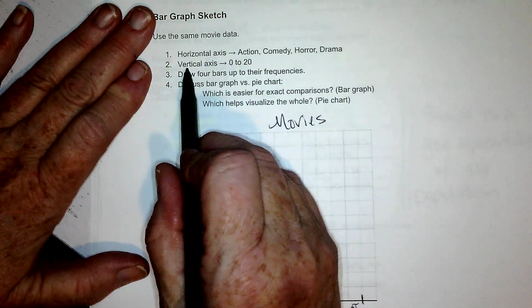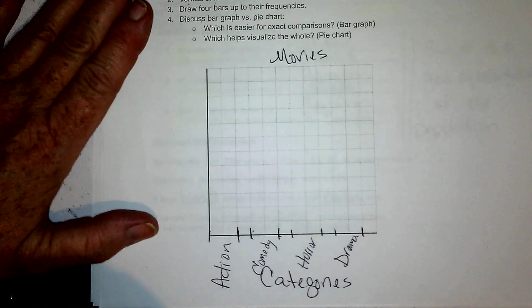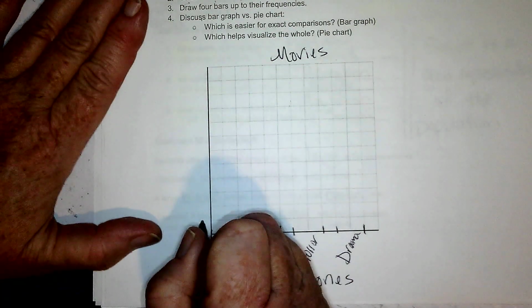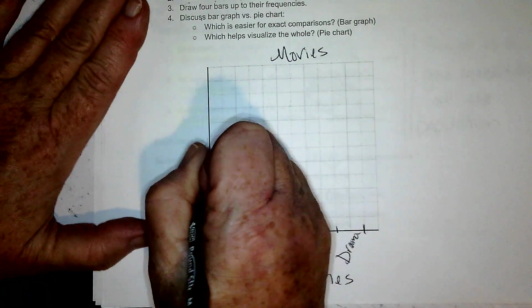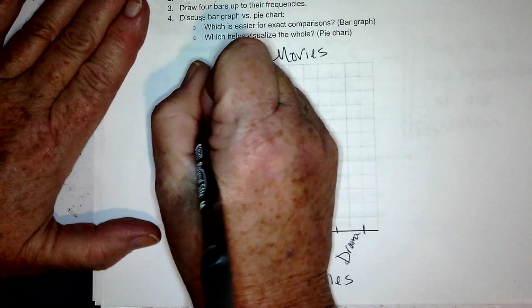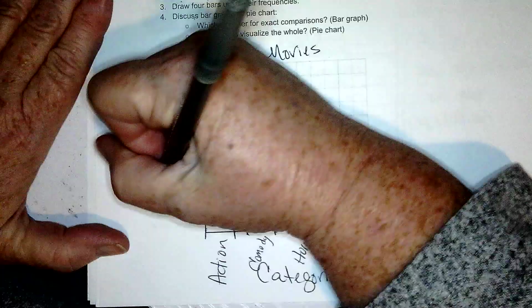All right, now for my vertical axis, I want from 0 to 20. Here's the problem. I don't have 20 lines. But if I do 2 for each line, I can make that happen. So 2, 4, 6, 8, 10, 12, 14, 16, 18, 20, 22, and 24. All right. This is my frequency.